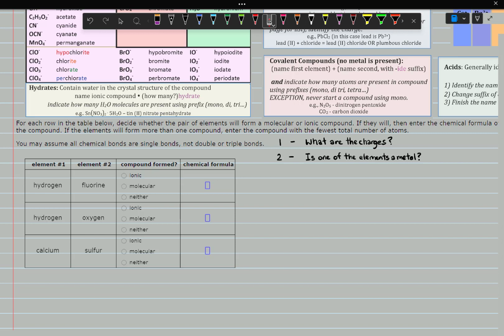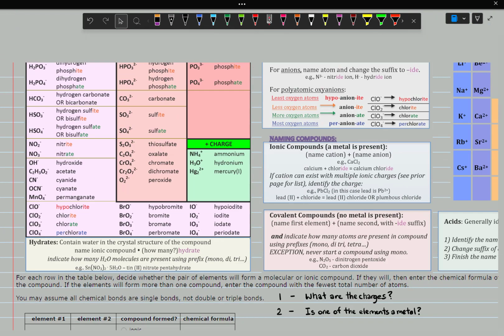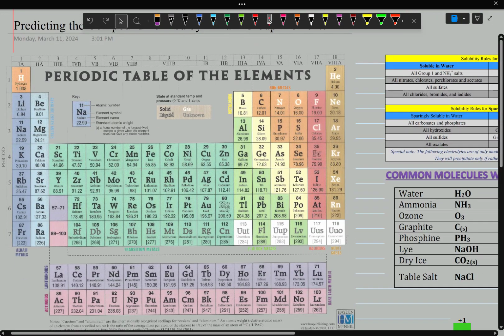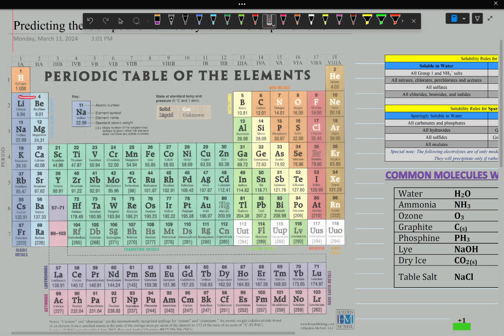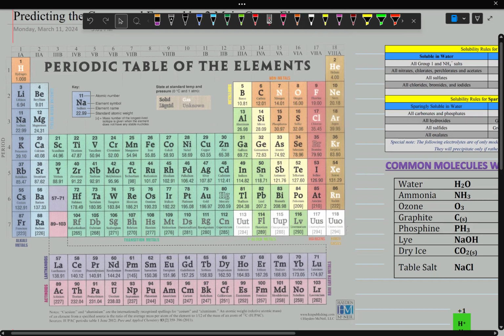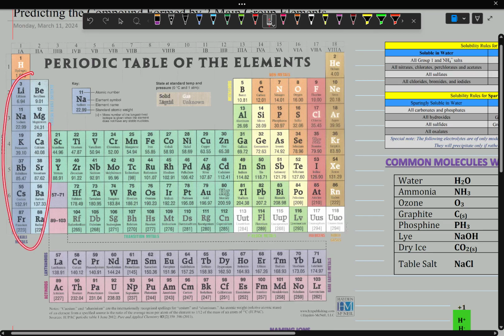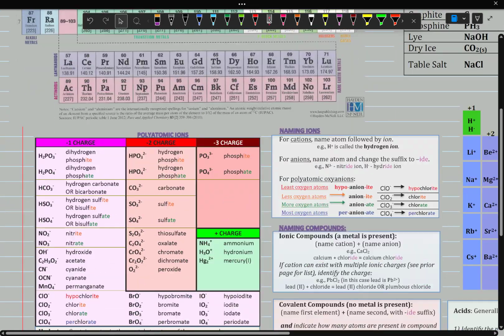So assuming that you can create a neutral compound with the element, the second question you want to ask is, is one of the elements a metal? So looking up here, we're only focusing on main group elements right now, but lithium, beryllium, sodium, magnesium, all of these, they're all metals. And so is one of the elements consisting of one of these, essentially.